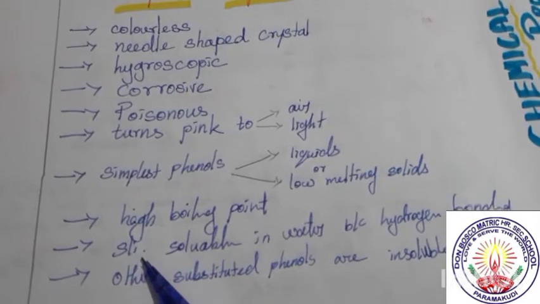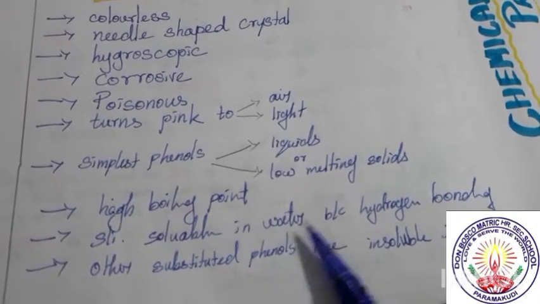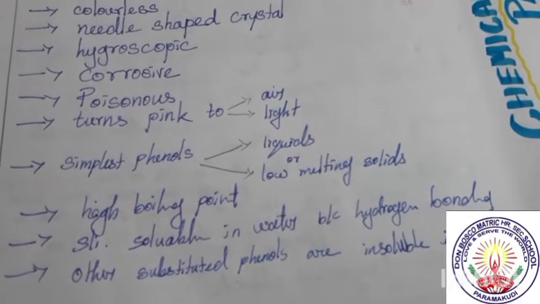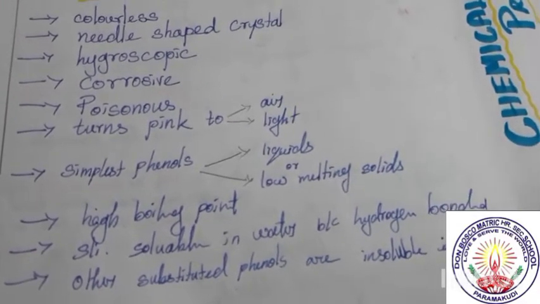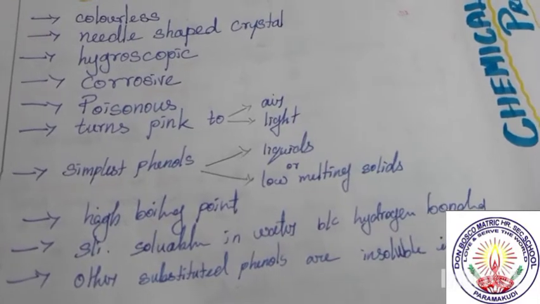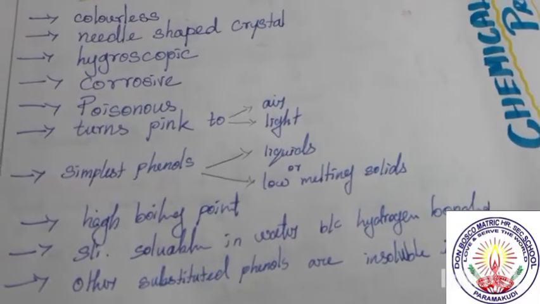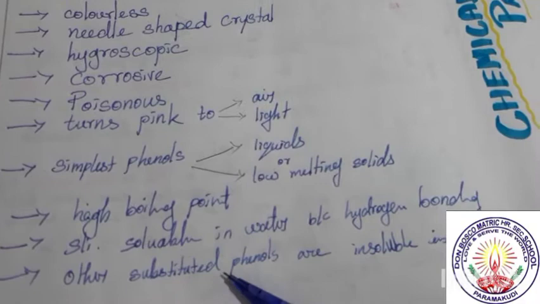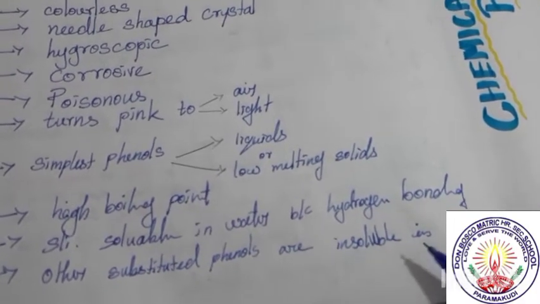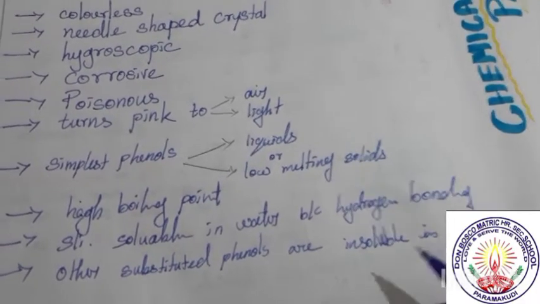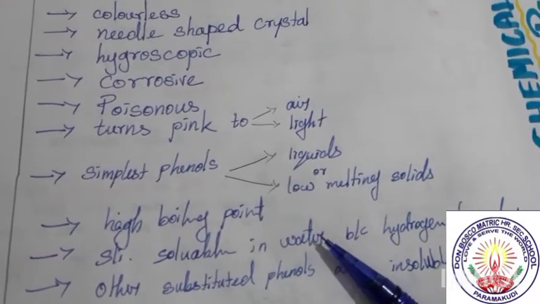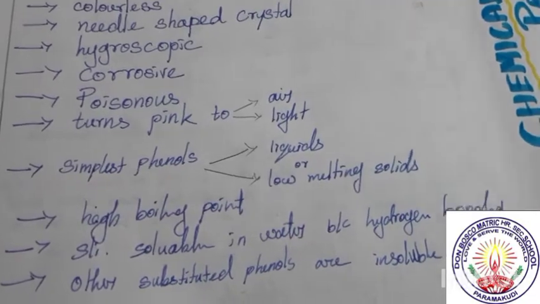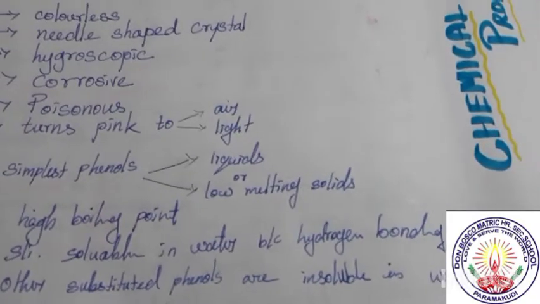These are slightly soluble in water because they have hydrogen bonding. Other substituted phenols, other than the monohydric, dihydric, trihydric, are insoluble in water, whereas the simplest phenols are soluble in water because they have hydrogen bond. Next we shall see chemical properties.